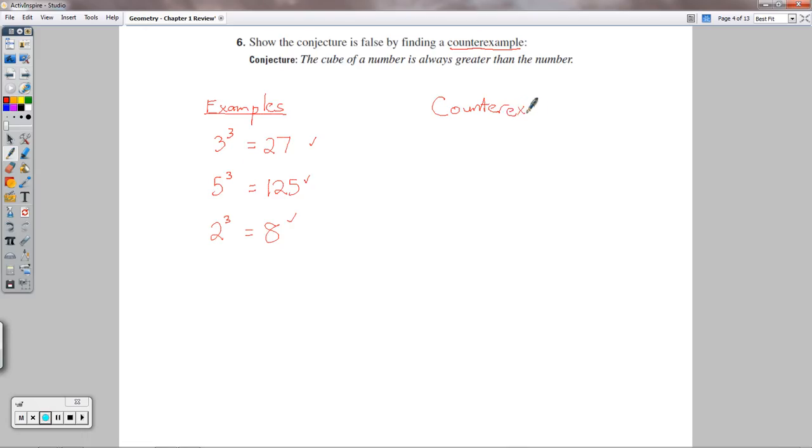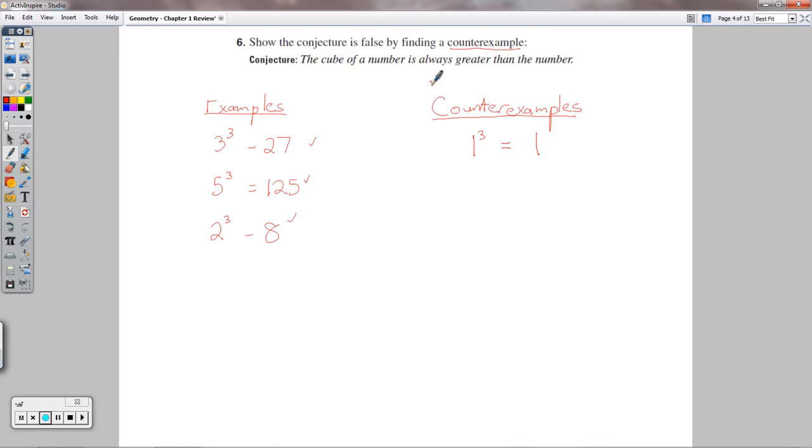So a counterexample is where you find a case where the conjecture does not hold, does not actually have to be true, or is not true. So if I took 1 cubed, what would happen? I'm going to show you more than one counterexample here. So I don't need the parentheses around that. There we go. So 1 cubed, that would be 1. Now is 1 greater than 1? No. So the cube of a number is, I've just shown it is not always greater than the number.